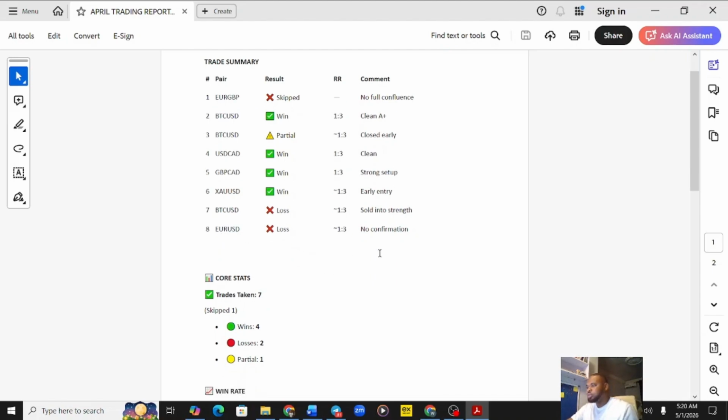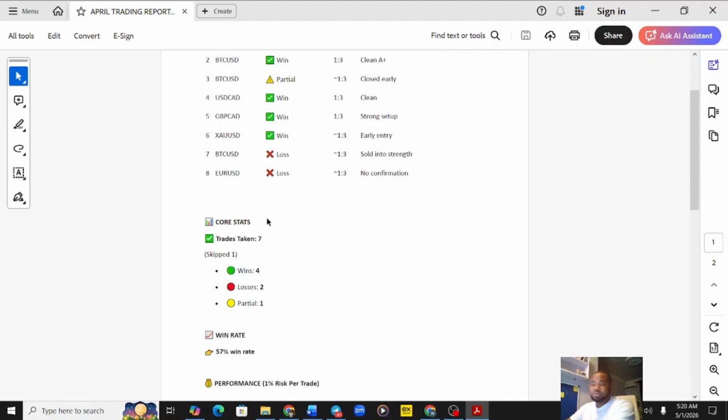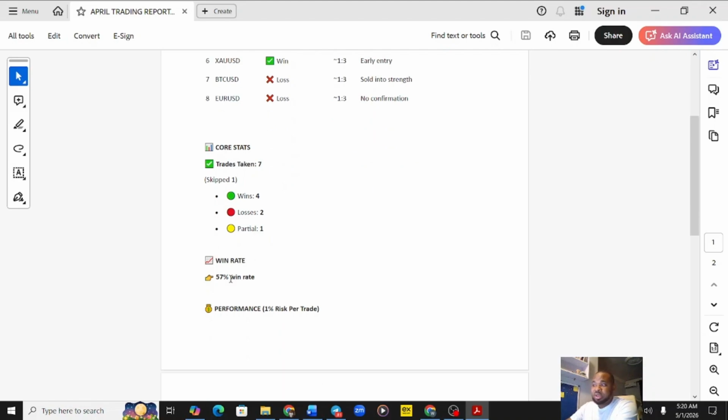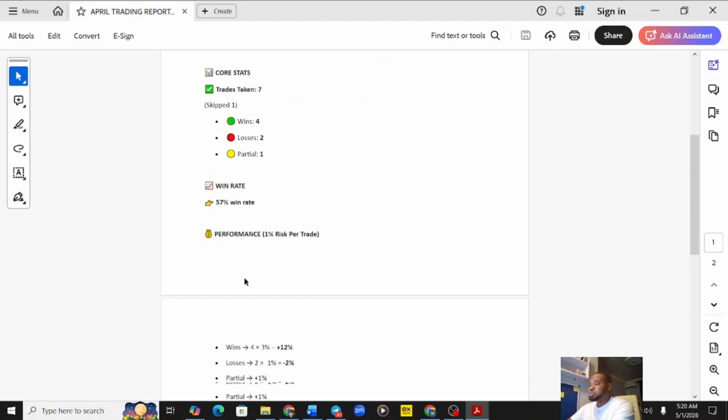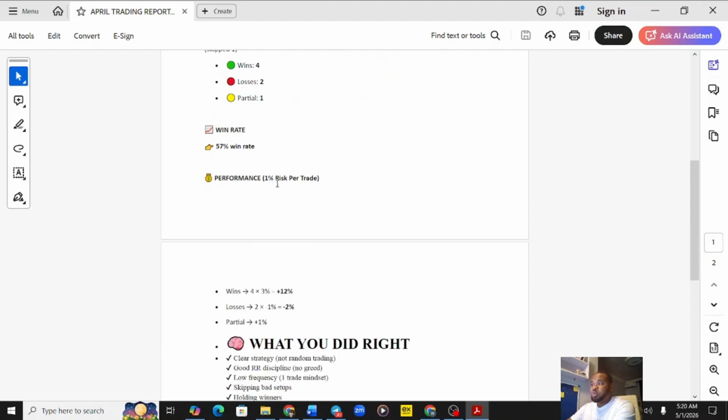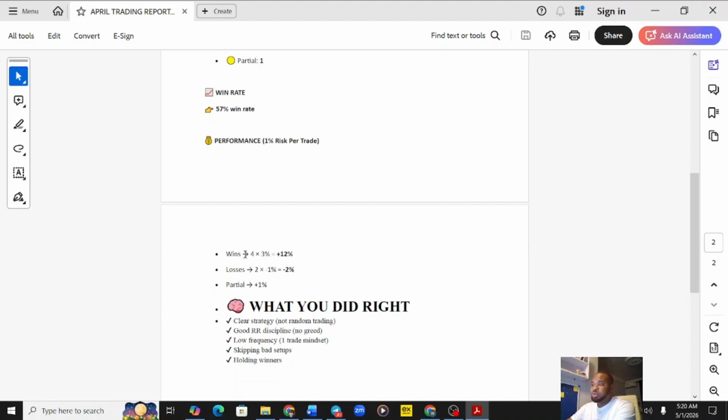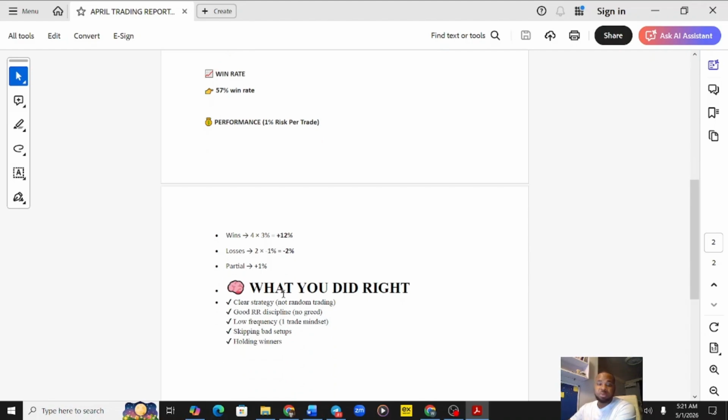Euro USD we lost. So the core thing I'm trying to show you guys here is, of the trades taken, we took 7 trades, won 4, lost 2, 1 partial. Our win rate happens to be 57%. Even with a 57% win rate, we're still profitable. So on performance, risking 1% per trade, we won 4, which is 12%. We won 12, right? Lost 2. So that's how we're going to treat our April trades.